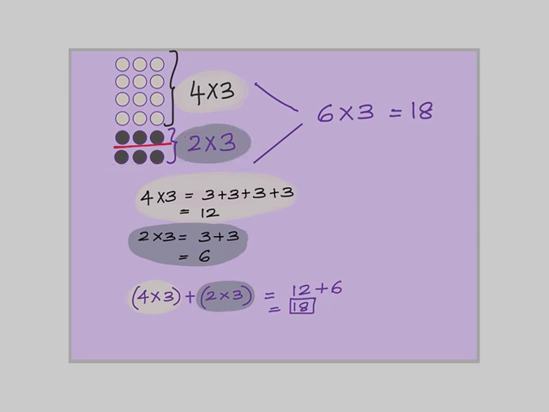Okay, so when I add 4 rows of 3 and 2 rows of 3, or 4 times 3 and 2 times 3, I get 6 times 3. So the value of 6 times 3 is, so 3 plus 3 is 6, 6 plus 3 is 9, 9 plus 3 is 12, 12 plus 3 is 15, and 15 plus 3 is 18. So the total number of circles here is 18.